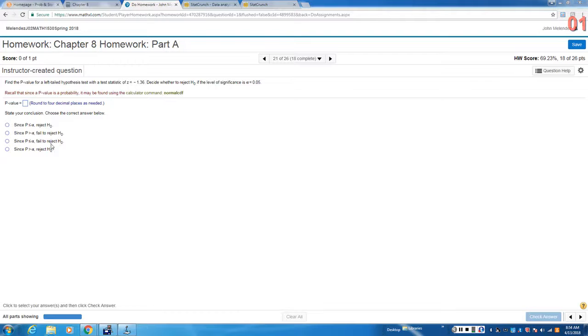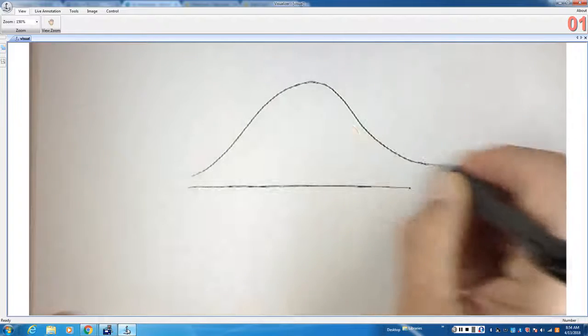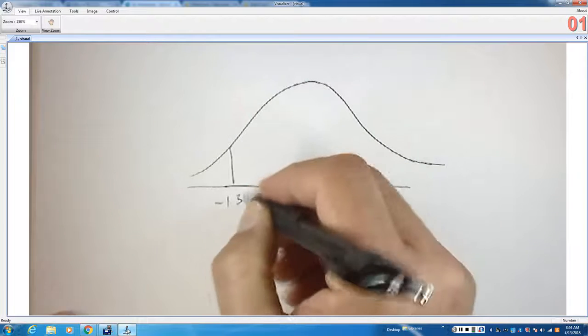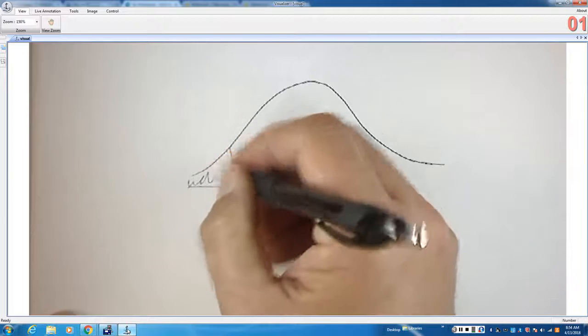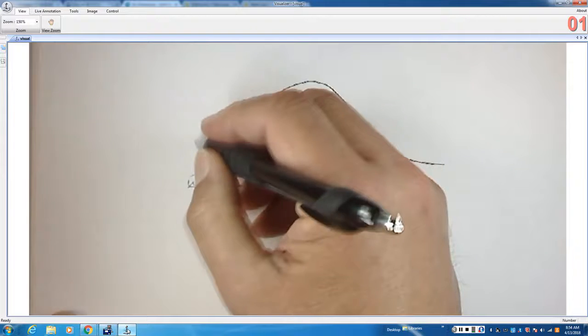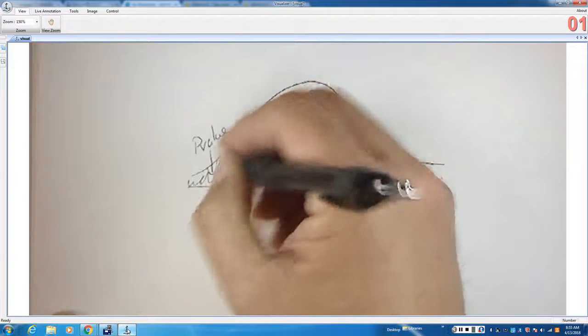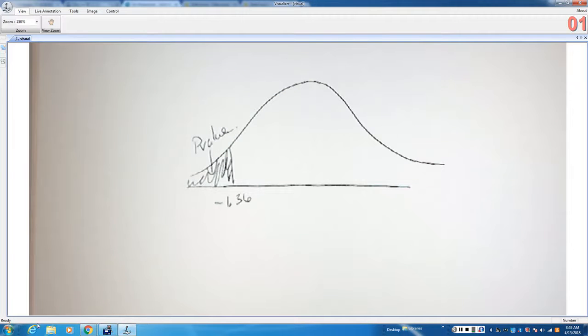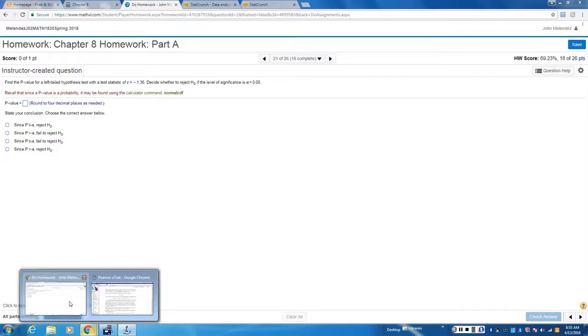It says find the p-value for a left tail hypothesis test with a test statistic of negative 1.36. So the clues here are it's a left tail and it's a z statistic. So it's negative 1.36. Basically what we have is this curve right here, and we have this negative 1.36 right here, and this is the area that we're asking to find. This is the p-value. That's what they're asking. That is your p-value.